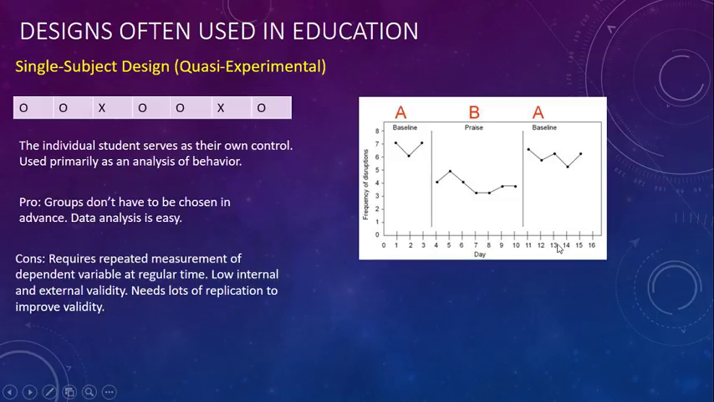Right, so to get any kind of true validity off of this, you need to be able to replicate it. The more times that you can repeat it with more students, the better the validity will be. But generally, this type of design has low external validity, right? You can't apply it to a lot of students outside of your study. And to get better internal validity, you need a lot of replication.